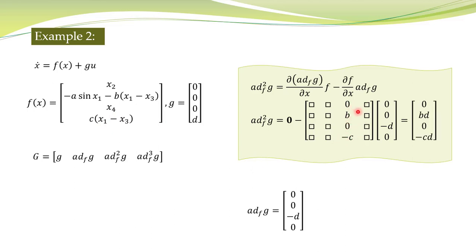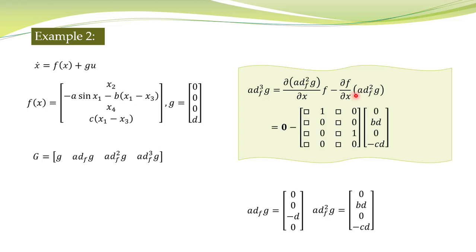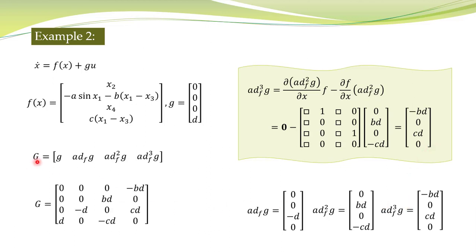And then by simple multiplication you have this second adjoint, and next we compute this third adjoint, which again by definition is given by this expression, and computations are simpler, and you can easily perform all those computations. And finally we need to check the rank of this matrix.